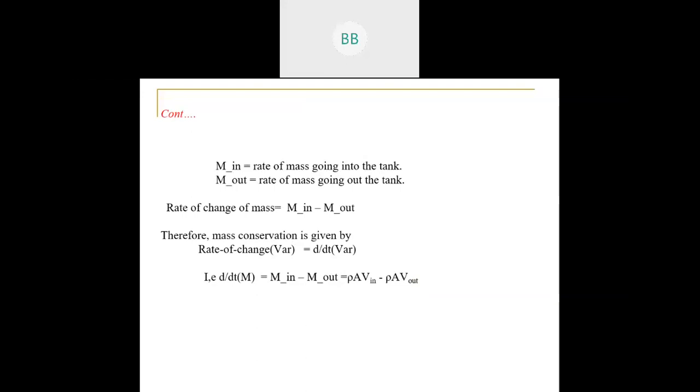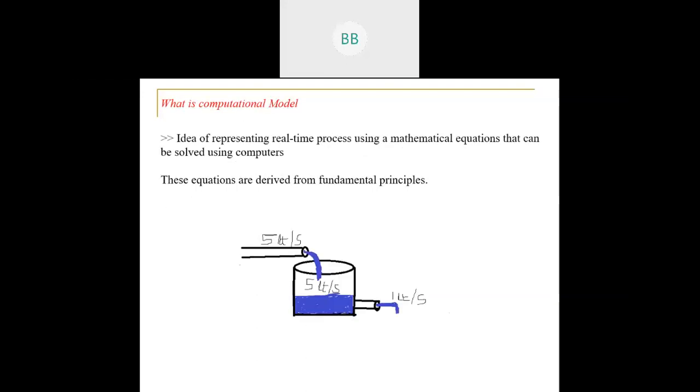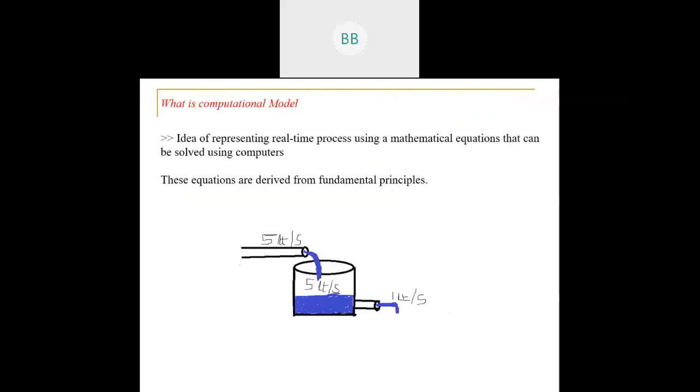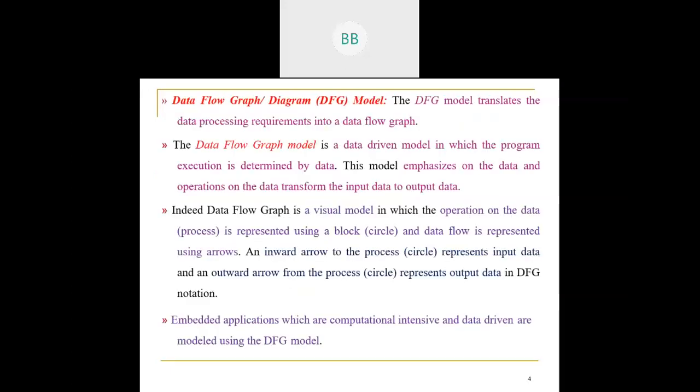So, to ease the complexity of the system, different types of computational models are used for implementing or designing an embedded system, and they are data flow graph, control data flow graph, state machine model, sequential program model, concurrent or communicating process model, and object-oriented model. Now, let me explain the first type of modeling, that is the data flow model.